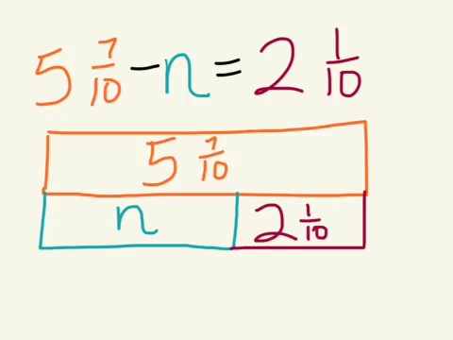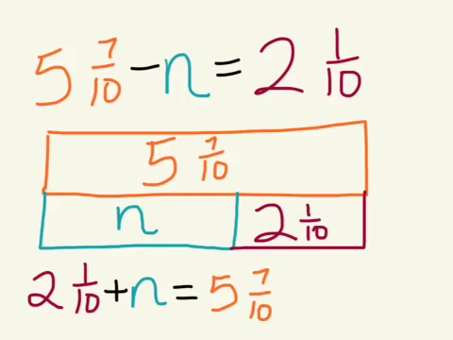If we were to write an inverse equation, it would look like this. 2 and 1/10 plus n equals 5 and 7/10. This whole thing. And its inverse, we remember this from yesterday's lesson, because adding undoes subtracting. So you could think of it as a counting up problem. Starting at 2 and 1/10, how can I count up to get to 5 and 7/10? So you could do that with some arrow language, and it might look like this.